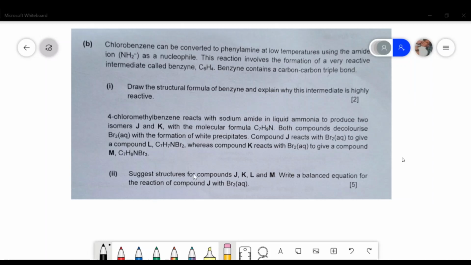Can you see the question? Can you see the question?